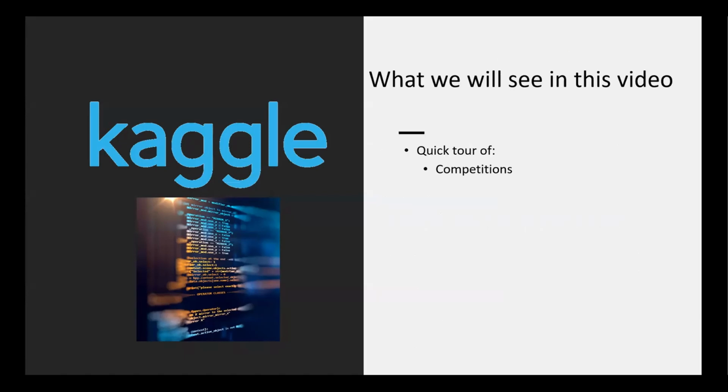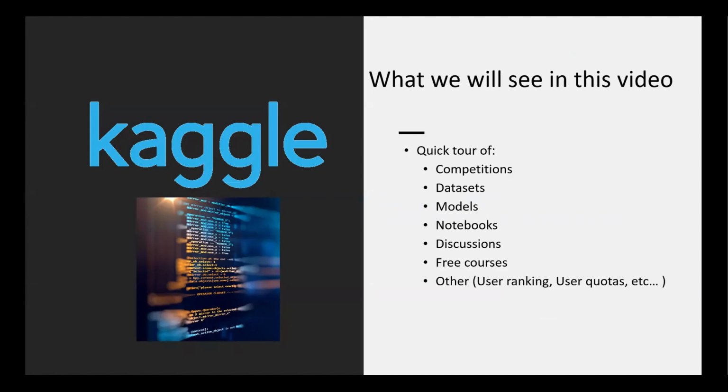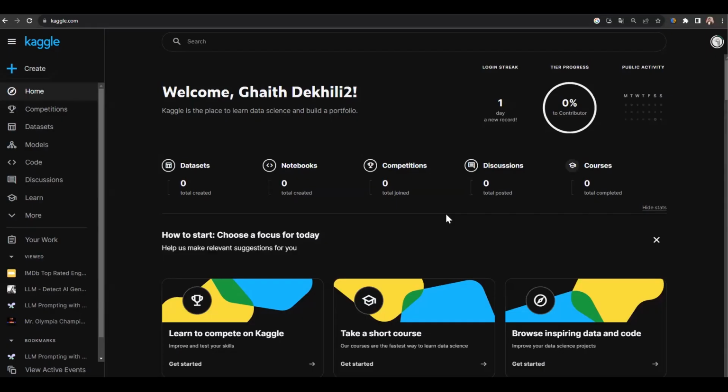In this video, we'll take a look at some examples of competitions, datasets, models, notebooks, discussions, free courses, and other stuff like user ranking, user quotas, etc. To do so, you need to go to the Kaggle platform by putting kaggle.com in your browser. I put the link to the platform in the video description.